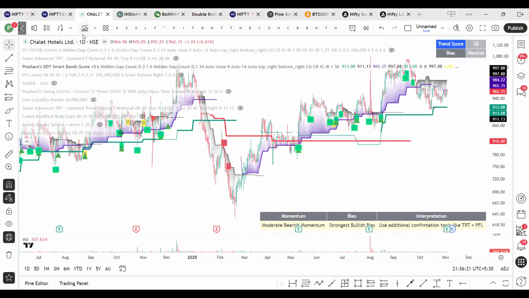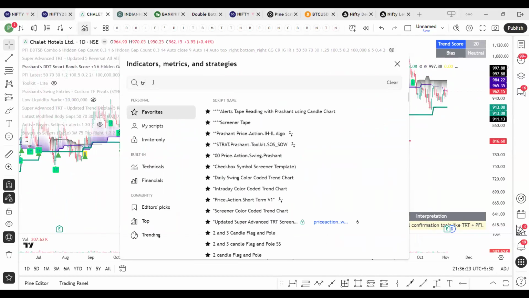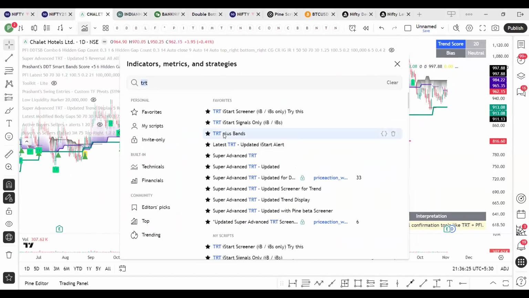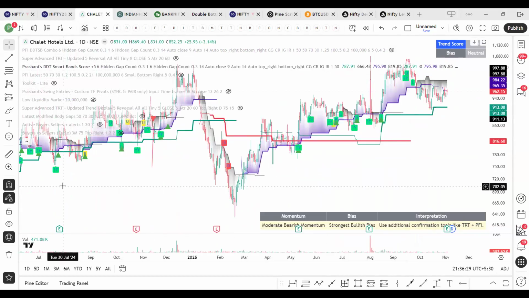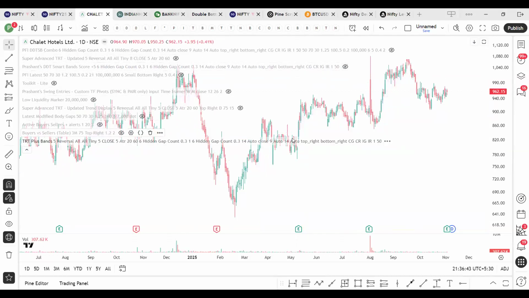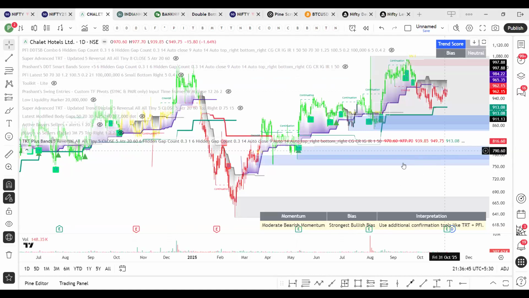Because of this, what I have done is I have made one more indicator, because some people can use only two indicators at a time. So the DDT smart band will be a separate indicator, and sorry, PFI will be a separate indicator, and the TRT plus smart bands can be combined, like here.